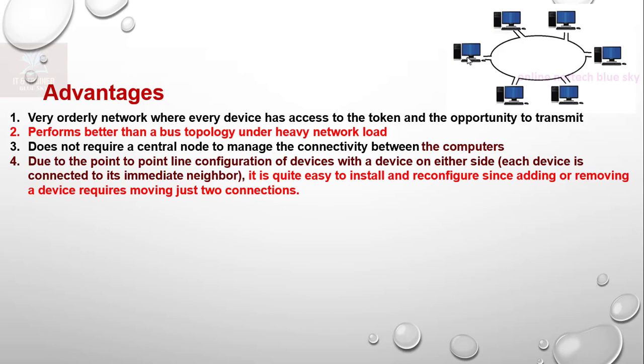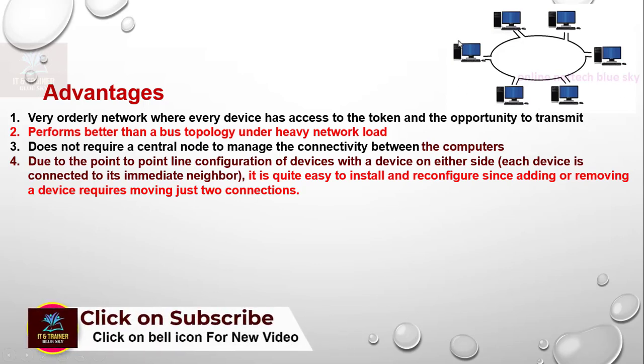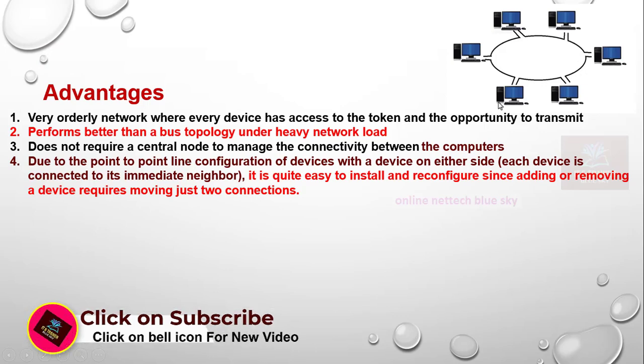Each device is connected to its multiple neighbors. Okay, so this is your point-to-point line configuration. First computer connects to second computer, connects to third computer, and 4, 5, 6. Okay, a configuration with devices on either side is required.